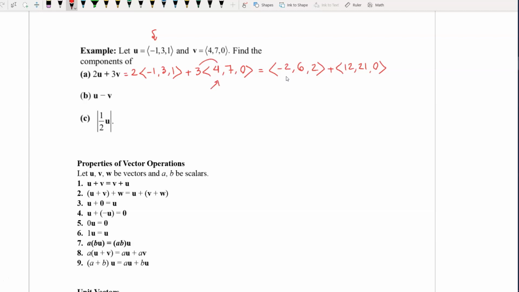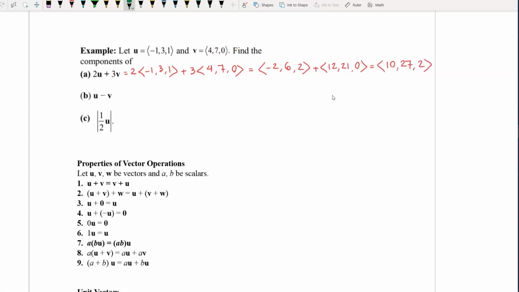So we have 3 times 4, it is 12. 3 times 7, it is 21. And 3 times 0, it is 0. And finally add. So here we have negative 2 plus 12, it is 10. 6 plus 21, it is 27. And 2 plus 0, it is 2.